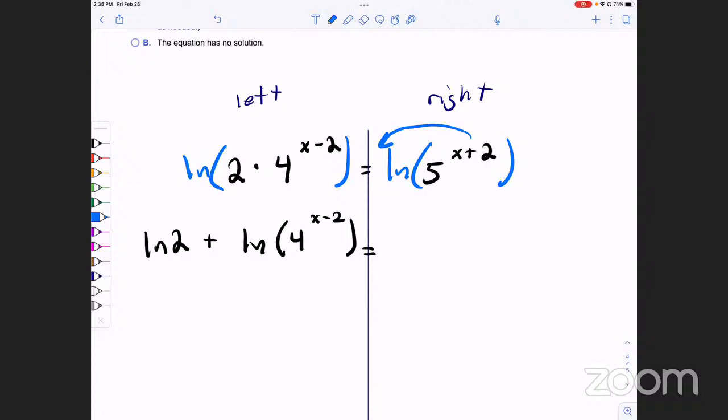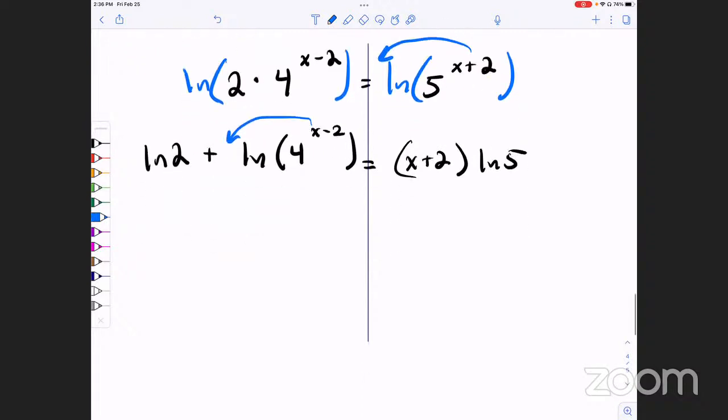Let's keep going. On the right-hand side, we're going to get x plus 2. Right? And we can do the same thing with this guy. I was going to go straight to this, but I decided to write it out. We can apply the same technique with that second term on the left.